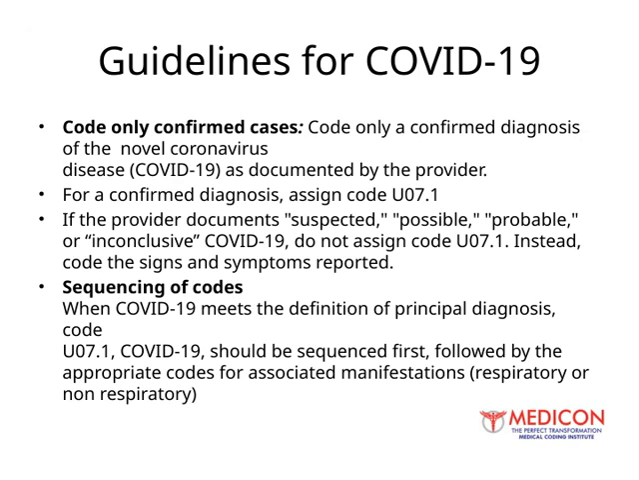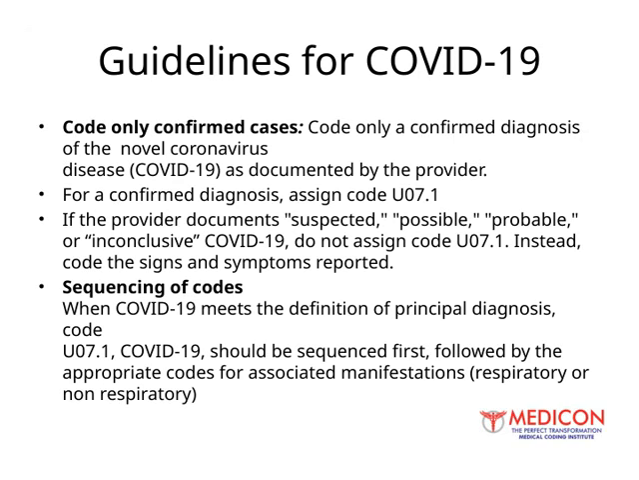When a diagnosis is confirmed, we assign code U07.1. Now, if the provider documents that the patient is suspected, possible, probable, or if the diagnosis is inconclusive, we don't assign U07.1. Instead, in those cases, we code the signs and symptoms that are reported. Another key point is about sequencing the codes.